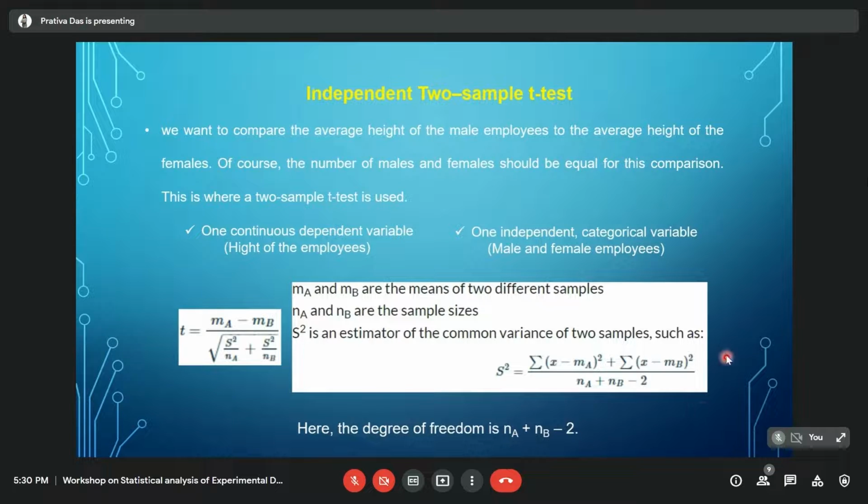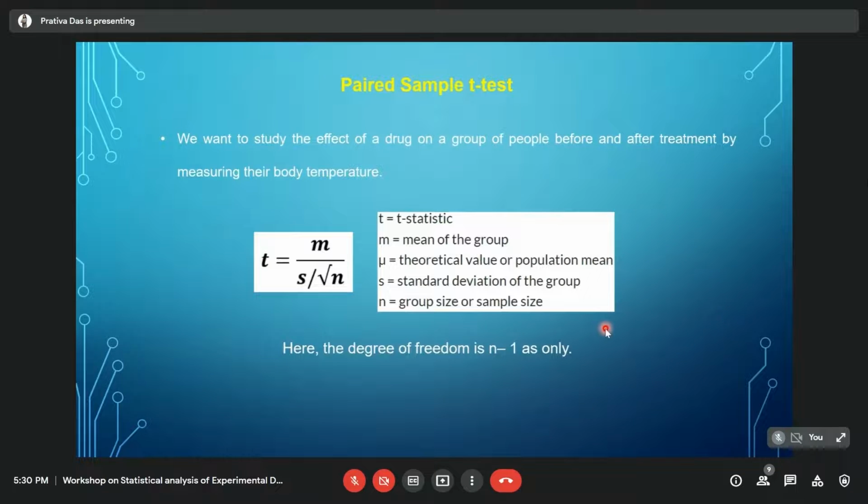Here also I have put the formula. The next is the paired sample t-test. For the paired sample t-test, you want to run the t-test on the same group of people, or the same group of population. For example, you discovered a new drug for corona, and you want to see how it affects a group of people. For that, you check before treatment and after treatment by measuring the body temperature of the people. This is a very typical example.